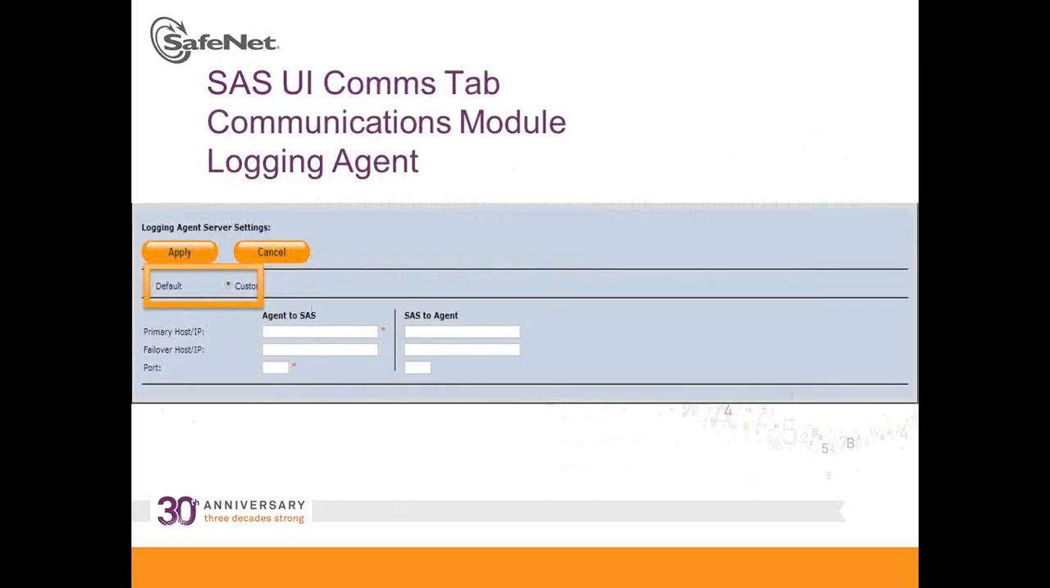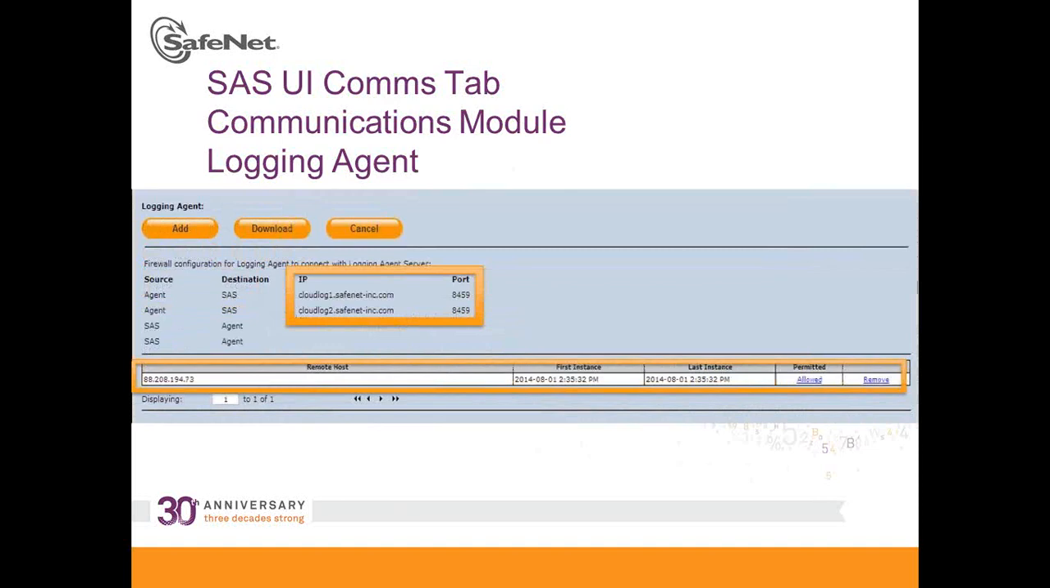So under the Communications module where we are now, we have some settings regarding this logging agent. We have the ability to use the default settings, which are defined by SAS operations, or we have the ability to define custom settings. So we have the ability to define the port, primary and failover host for agent to SAS, and also primary and failover host and port for SAS to agent.